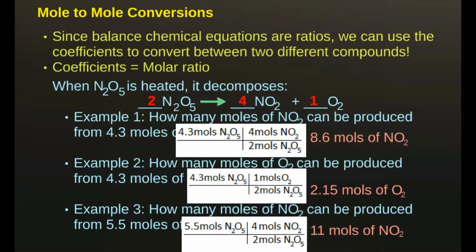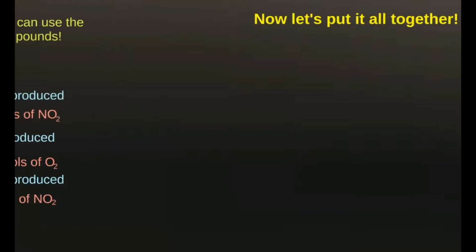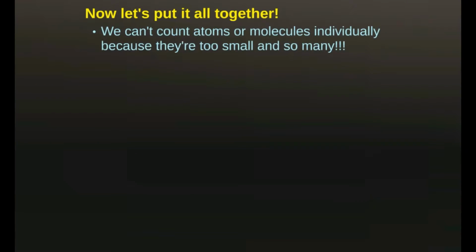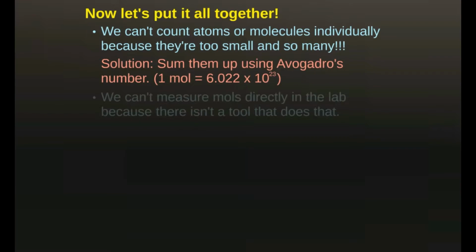All right, so now let's move on to this part. We're going to put everything together now. We can't count atoms or molecules individually because they're too small and so many. So what do we use? What's the ratio if we're going to molecules or atoms? Well, no, that's percent. Okay, step back a little bit. Molecules or atoms? What's the difference? How do you go between moles and molecules and atoms? 6.022 times 10 to the 23rd, using Avogadro's number. Okay, so that's the ratio you're going to use there.